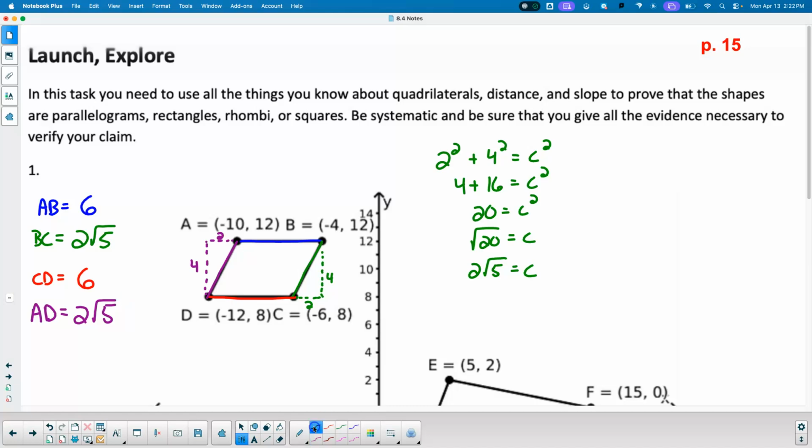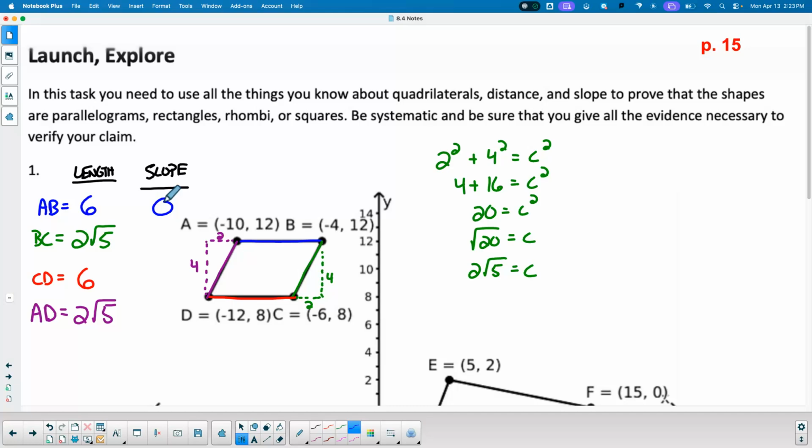Okay. What is the slope of AB? It's 2x for AD? For AD, it is not 2x. What is the slope of AB? 0, right? Subtract the y's over subtract the x's. 12 minus 12 is 0. Negative 10 minus negative 4 is negative 6. 0 divided by negative 6 is 0.